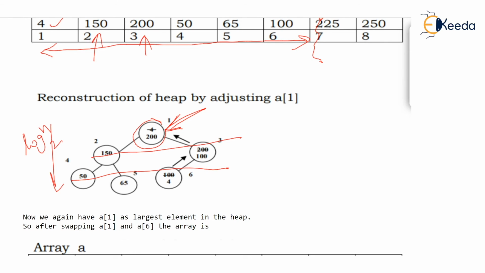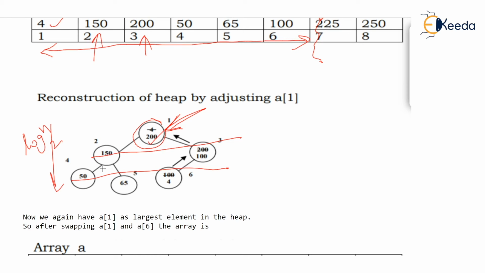And we again got 200 on top. That's the largest. We keep doing this till this entire array gets sorted. That means at the moment we saw 1 and 7 were exchanged. Next time 1 and 6 will be exchanged. Next time 1 and 5. Next time 1 and 4. Then 1 and 3. And finally 1 and 2. And then we will know that the array is sorted.